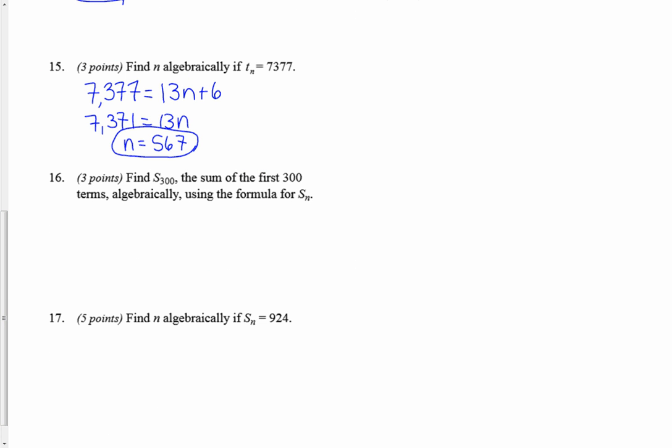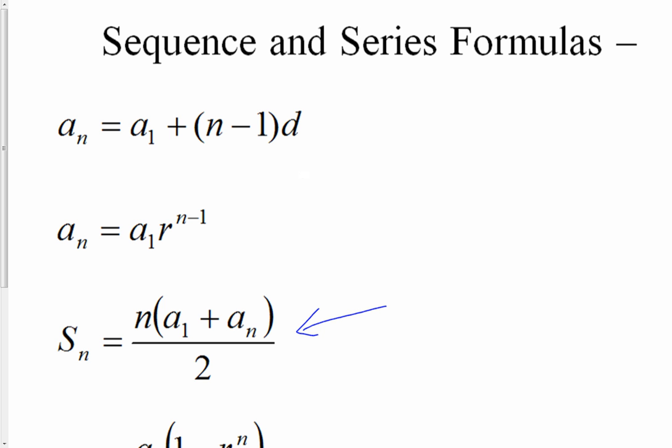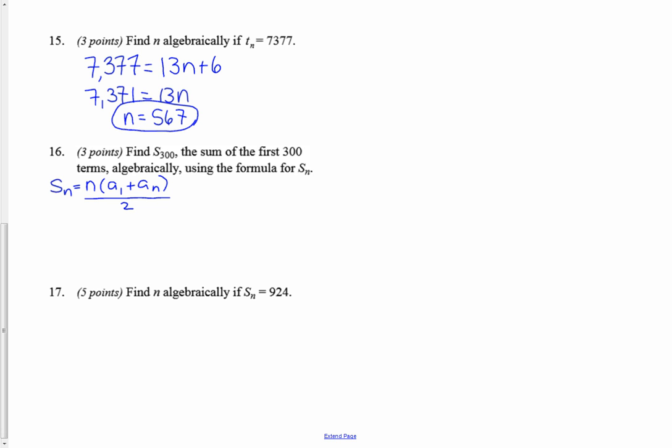Question number 16 says find S sub 300, the sum of the first 300 terms, algebraically using the formula for S sub n. The formula for S sub n is on my formula sheet. I have to recognize that this is the sum formula for an arithmetic series, so I wrote the formula down here. S sub 300 is the sum of the first 300 terms. n is the number of terms, so whatever number I have down here, that's the same number that has to go into the formula up there for n.